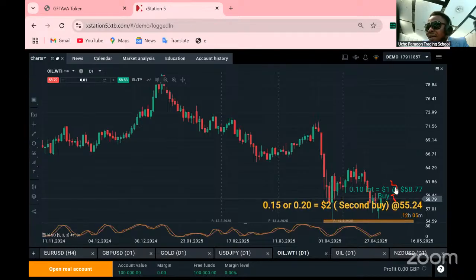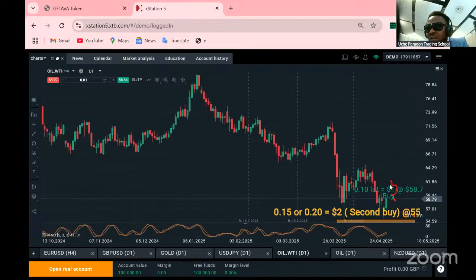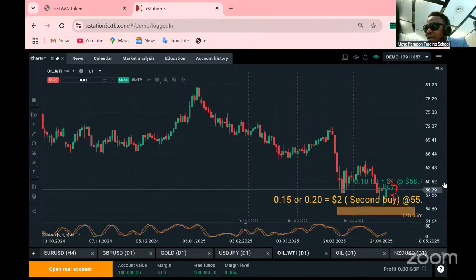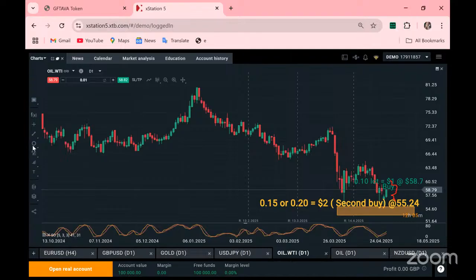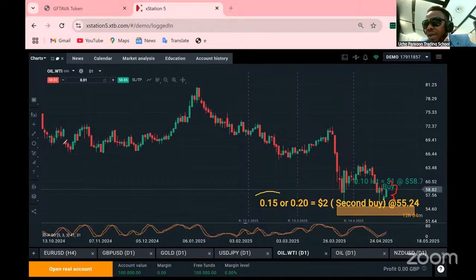I will place another buy at 55 point. I did something now that my platform changed. So I'll place another buy here, which is around 55.24. Now, this volume here, you see this volume here? This volume here is bigger than this volume here.